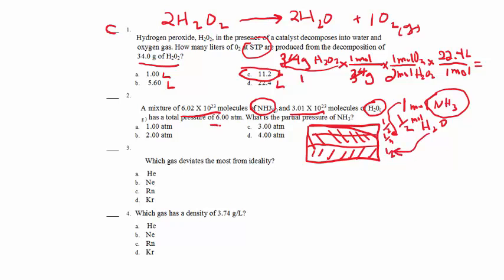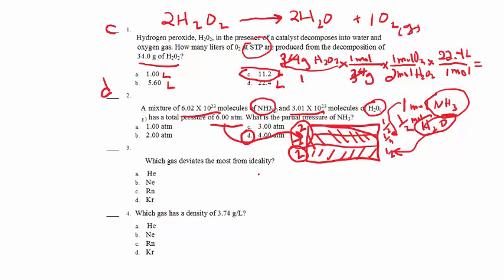If the whole thing is 6 atmospheres total, then that would be divided up into 2 atmospheres, 2 atmospheres, and 2 atmospheres, for a total of 4 atmospheres of pressure for the ammonia gas, and 2 atmospheres of pressure for the water vapor. So apparently the answer is 4 atmospheres, or D, for the partial pressure of the ammonia.